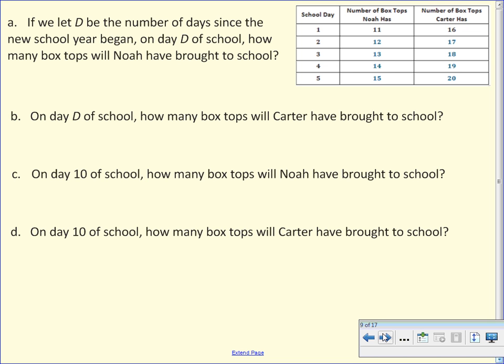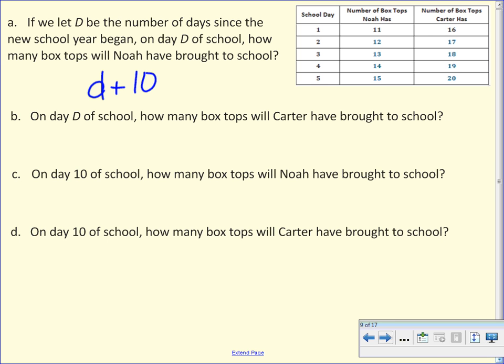Now it would be a total pain if I had to continue this chart. So let's see if we could use a variable to help us. Let D be the number of days since the new school year began. On day D of school, how many box tops will Noah have brought? Well, he always brings in that many, but he also had how many? He had D amount, but Noah also had that initial, how many?